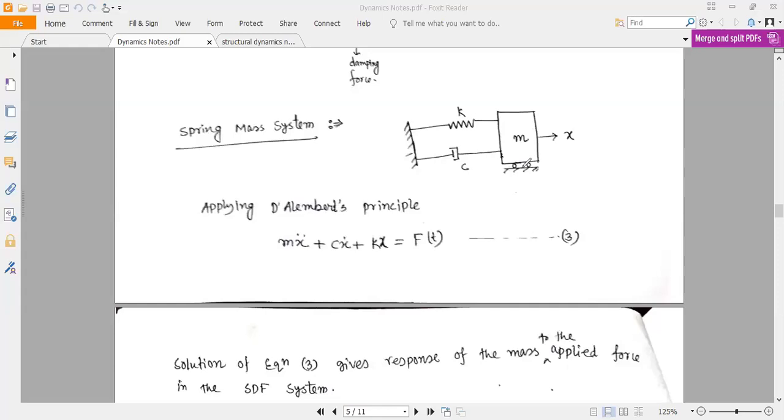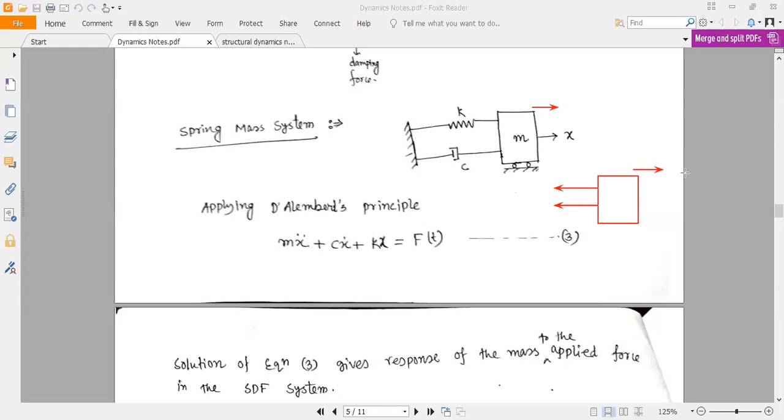If we draw the free body diagram of this mass, what will it be? The spring will pull this body in the negative direction, the left side direction, because the body is moving in the right side direction. If it is free to move to the right, the spring will try to pull that mass in the opposite direction, and the damping will resist that motion too. It is moving in the right side direction due to some force. One force will be acting in the right side direction.